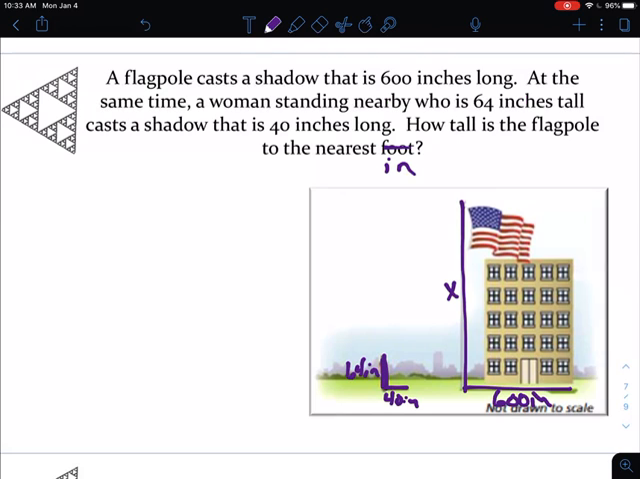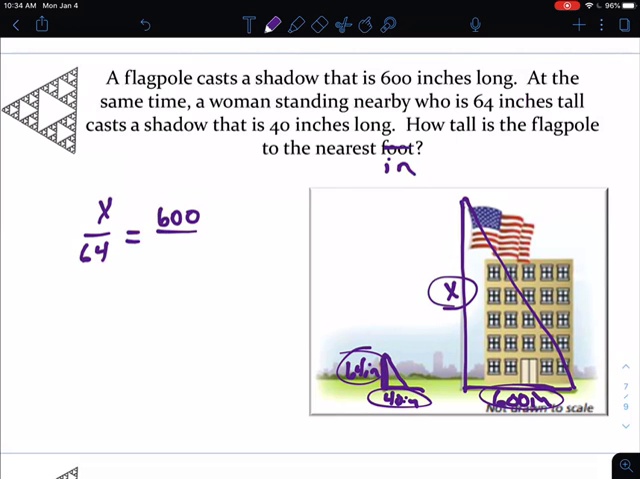If I notice here, basically what's happening is I've got these two triangles. When I highlight the different pieces here, I've got these two triangles that are going to be similar to each other. And so I can match up corresponding parts. I can match up the height of the flagpole with the height of the woman, x over 64. And then I can match up the shadow lengths, 600 over 40. If I go in the same direction with the flagpole shadow versus the lady shadow, I set up my proportion. This is exactly what we did in that last section of setting up similar figures, getting the proportion set up, and then cross-multiplying and solving.